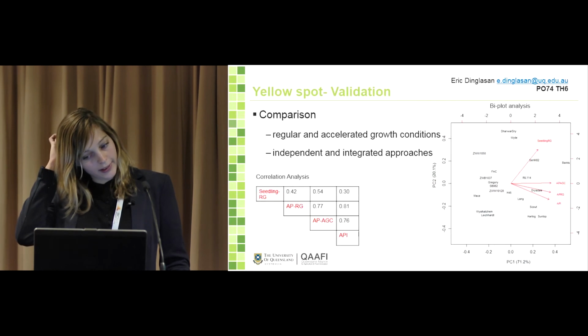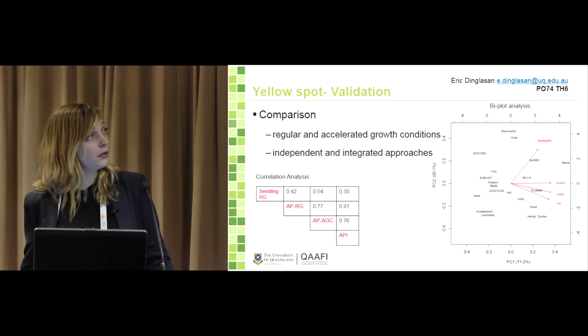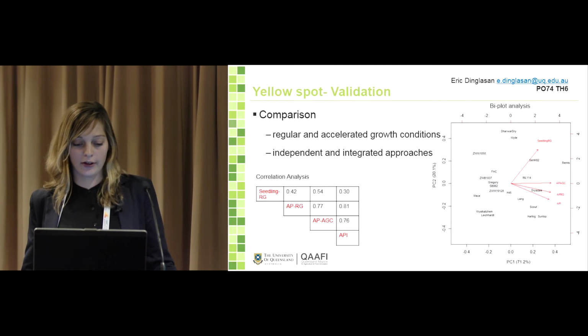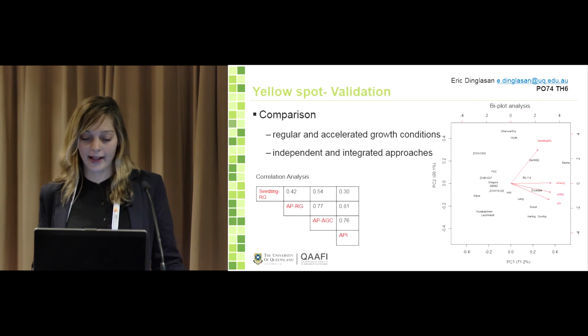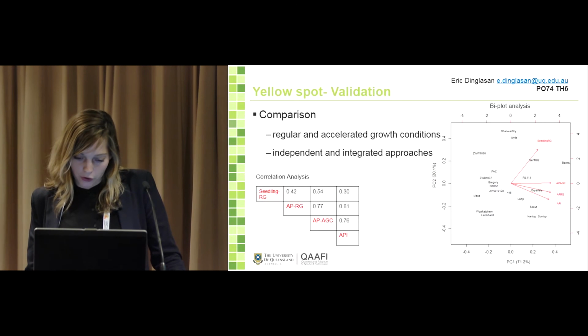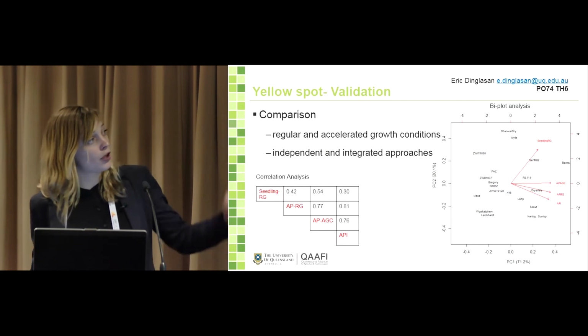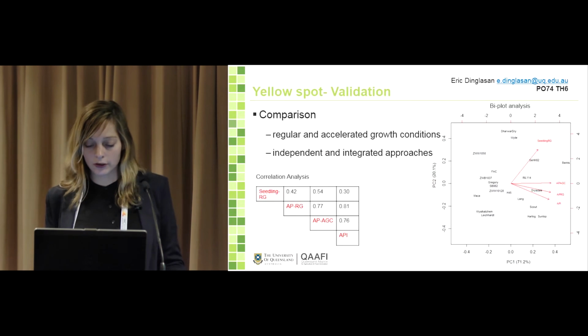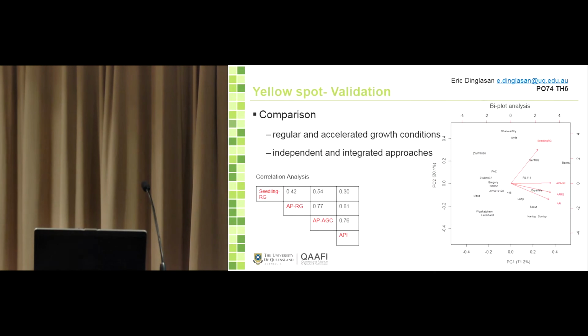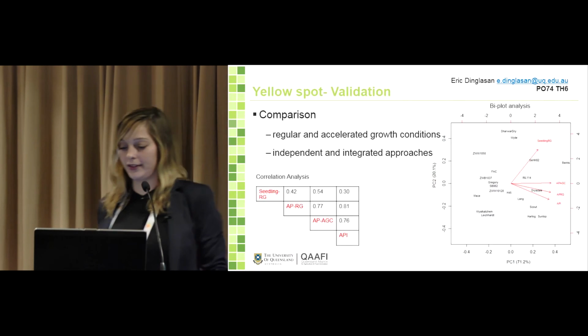And these are the results that we get. If you look on the right, this is the response for this disease for a panel. The top arrow is for the seedling response, and there are 3 different arrows here. This one is for when it's grown in accelerated growth conditions, this one in normal conditions, and this one the integrated approach, so when the plants are screened for both seedling and adult plant resistance.